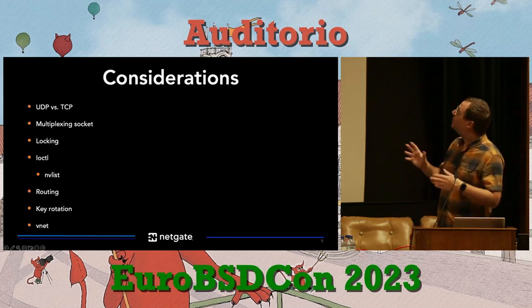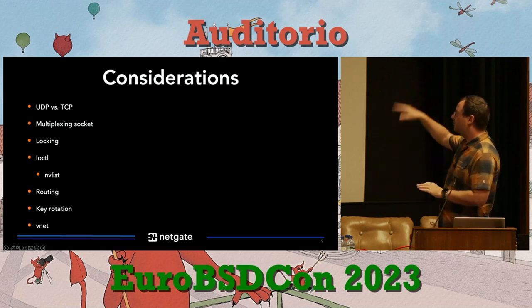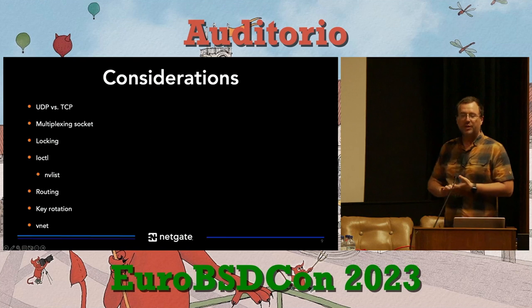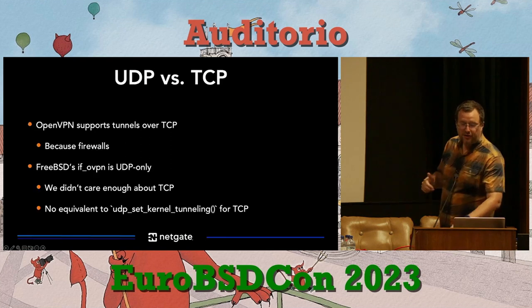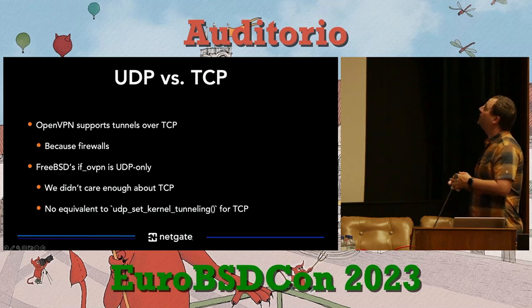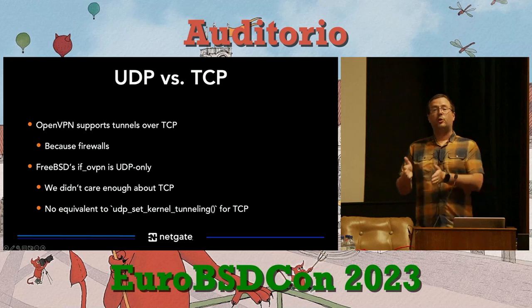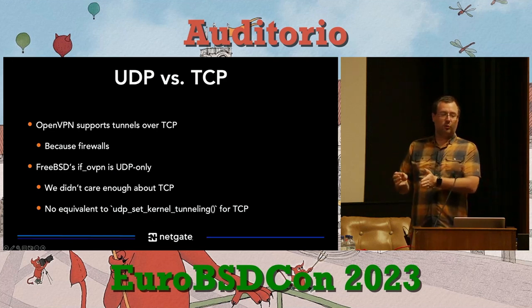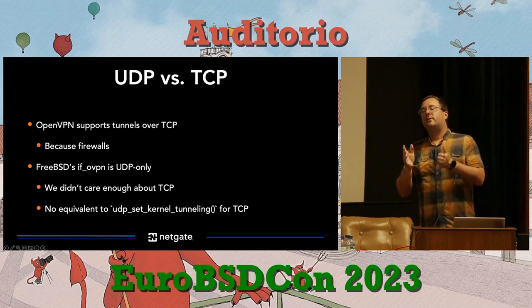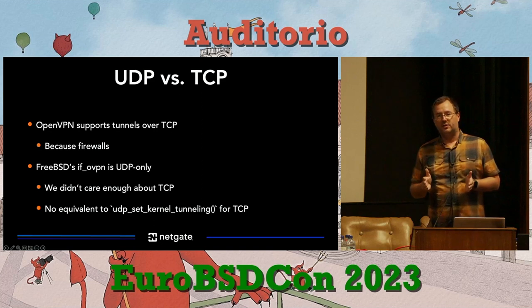There are some considerations in the implementation that we'll go through in some further detail. I'm not going to read through the list here because we'll cover all of them. The first consideration, and it is a limitation on FreeBSD as well, is you can tunnel OpenVPN on top of UDP, which is what you should be doing. You can also tunnel it on top of TCP. The reason they support this is because sometimes firewalls do dumb things.